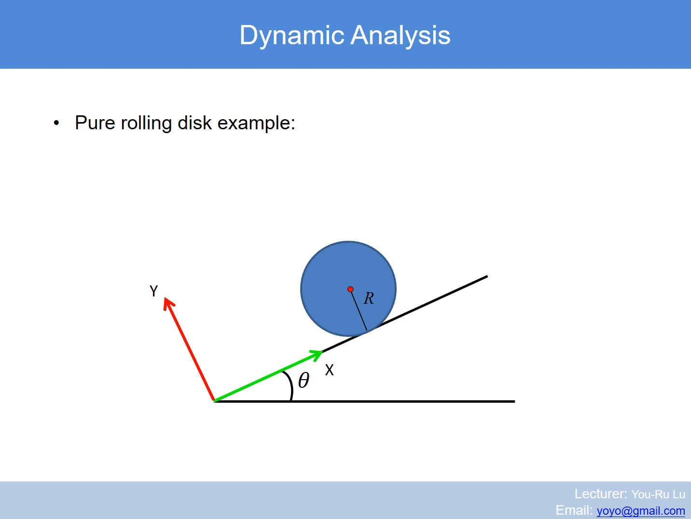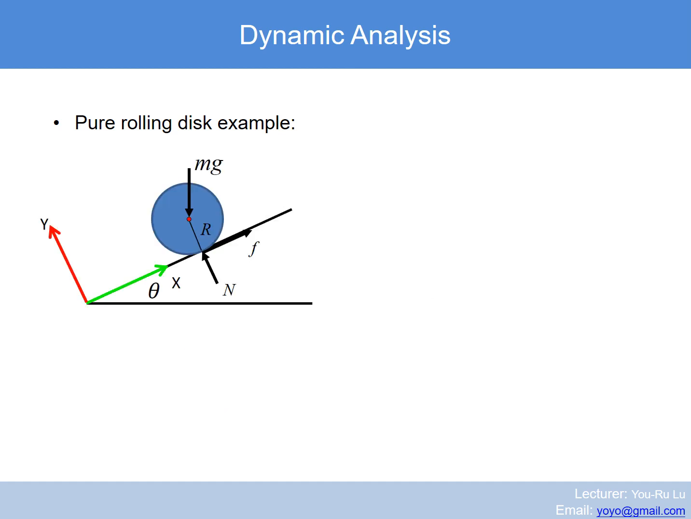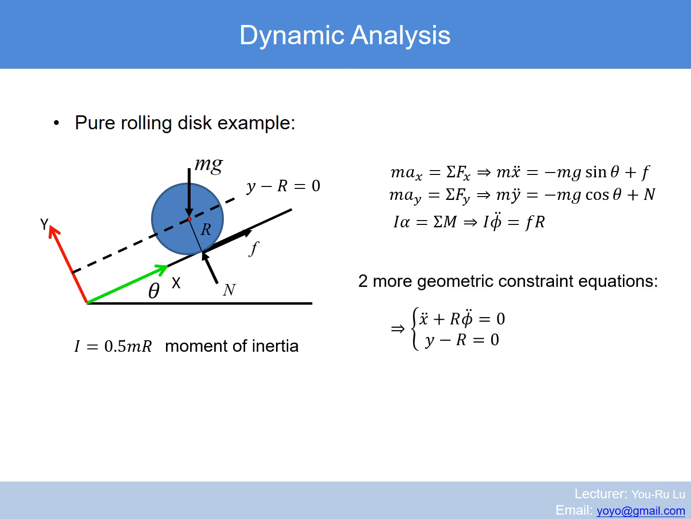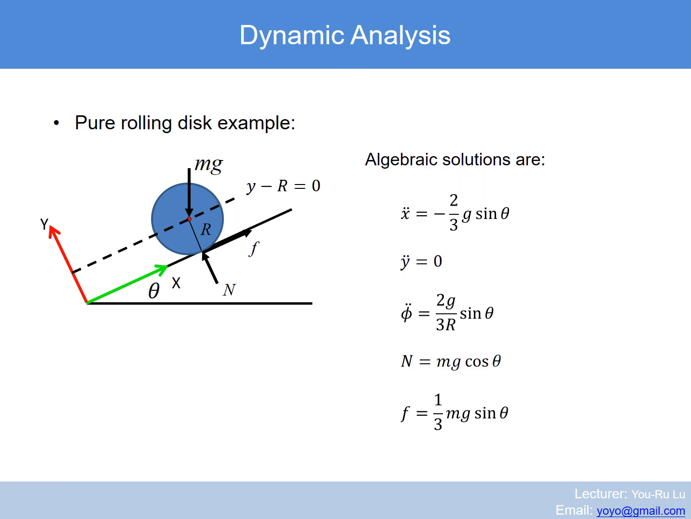Let's look at the pure rolling disk example. If we take the free body diagram of the system, we can derive these three motion equations, where I is the moment of inertia of the disk. Also, since the motion of the disk is pure rolling at radius r, we will have these two geometric constraint equations. With these 5 equations, we can solve for 5 unknowns. The algebraic solutions are shown here.